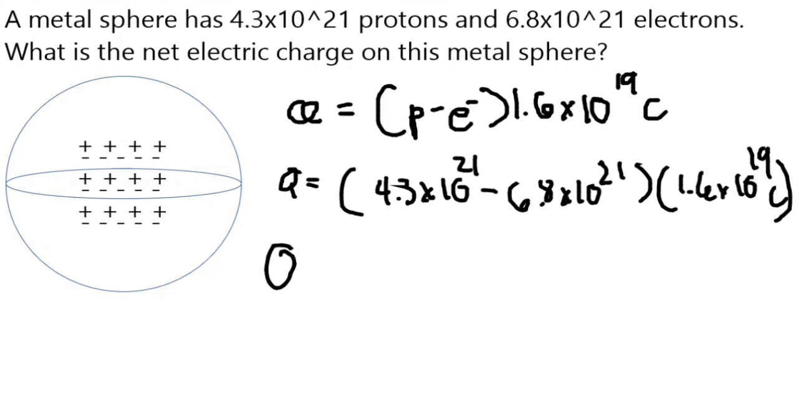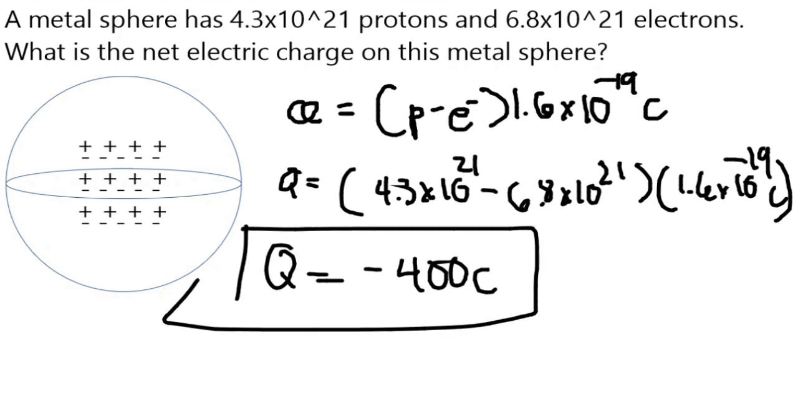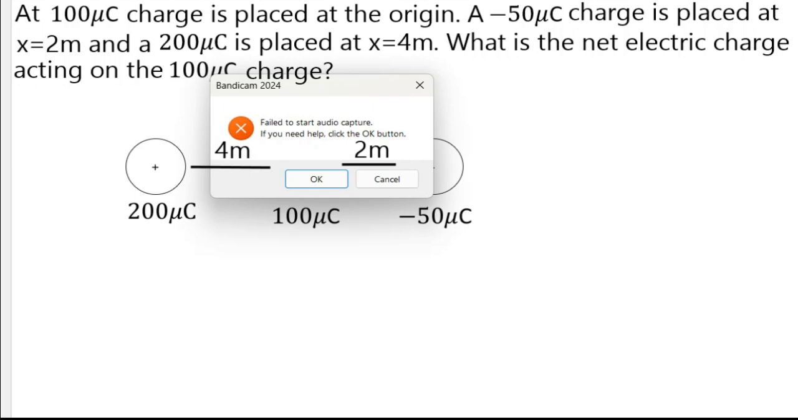Okay, now we can use our calculator, and don't forget that it is times 10 raised to the negative 19. I'm going to put this. Okay, now let's just plug it in. So the net electric charge of this metal sphere is going to be negative 400 coulombs. So that's basically it. Save that equation.